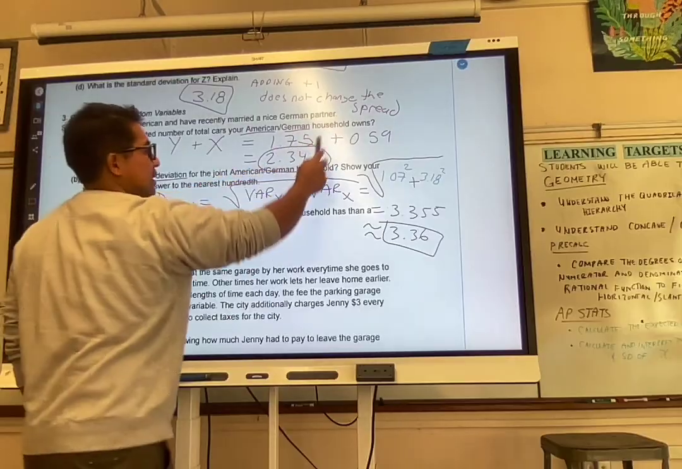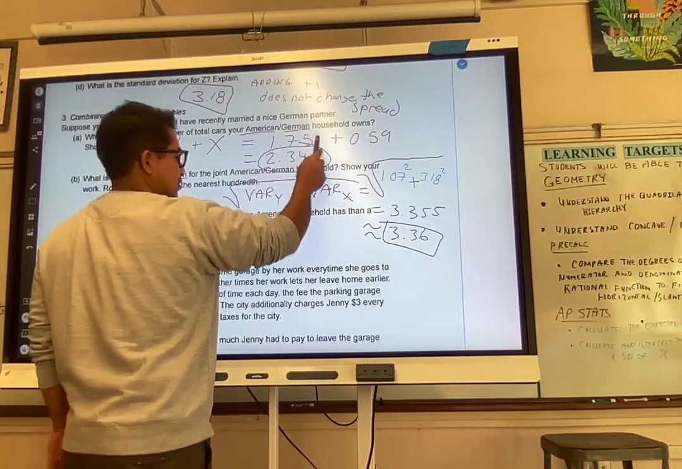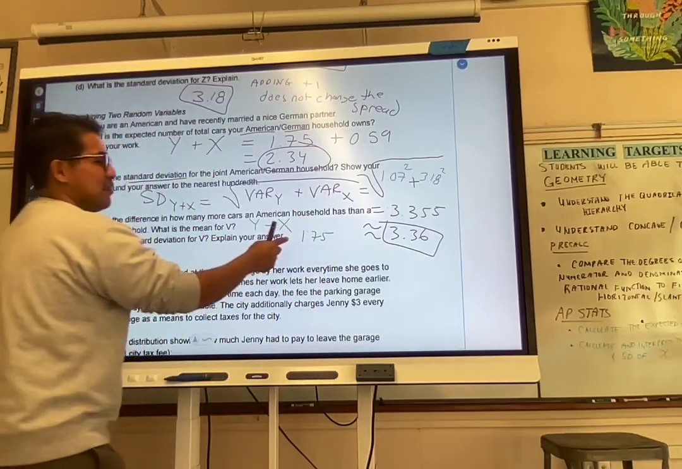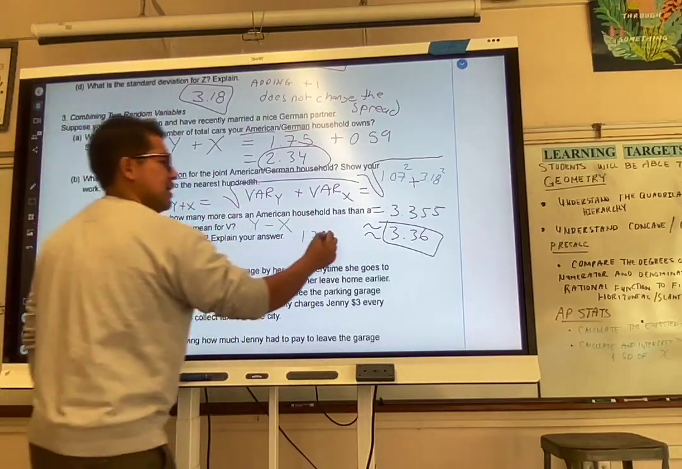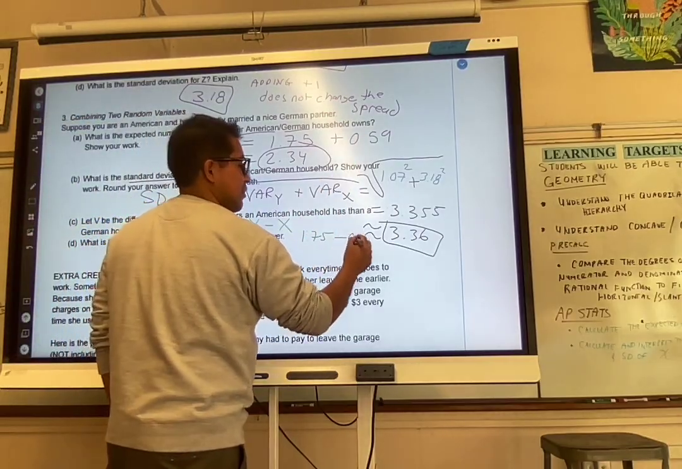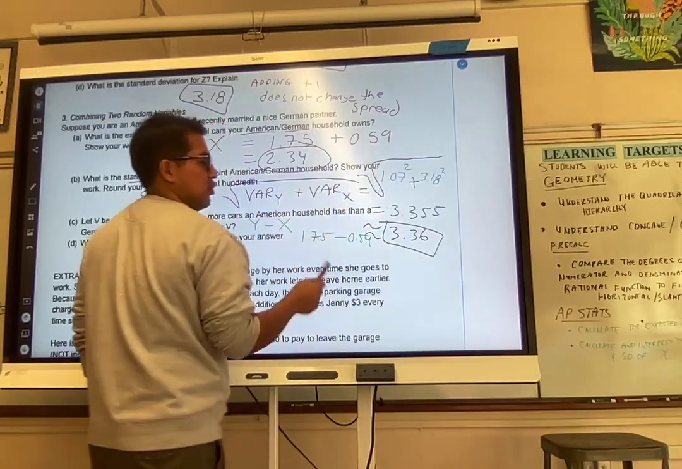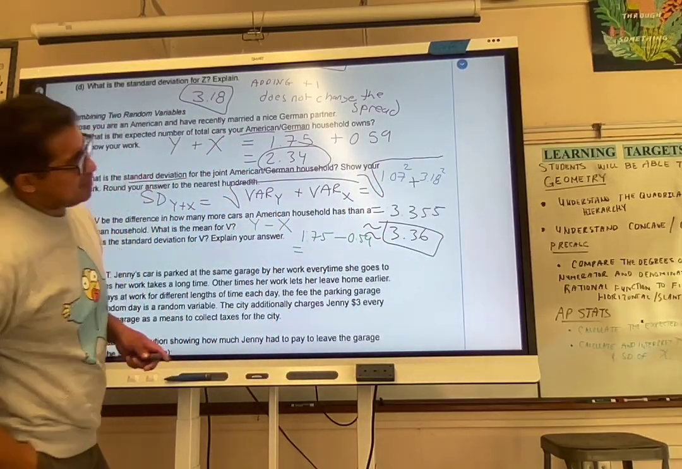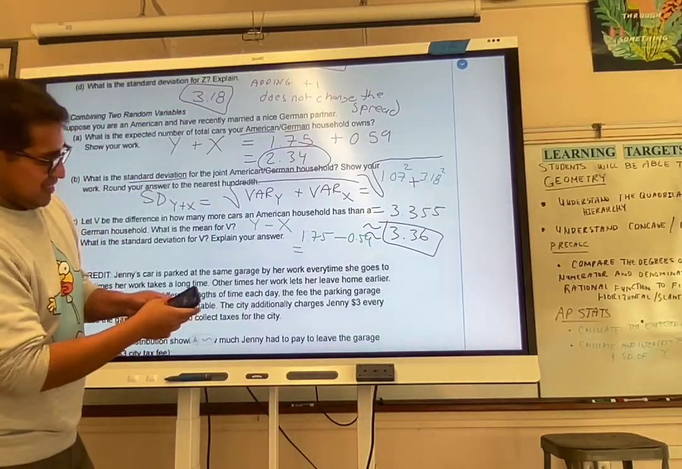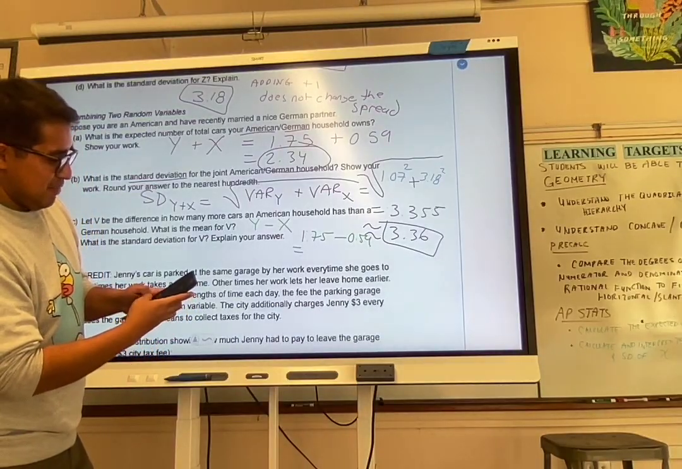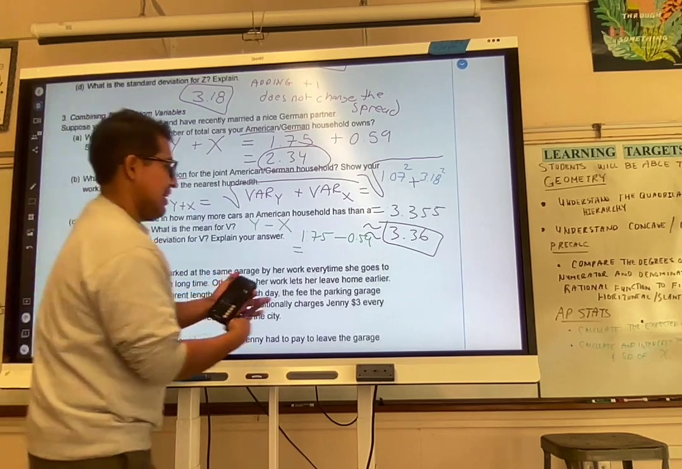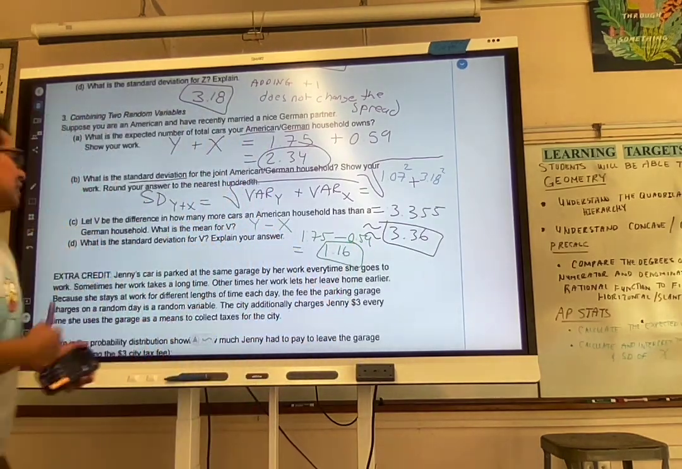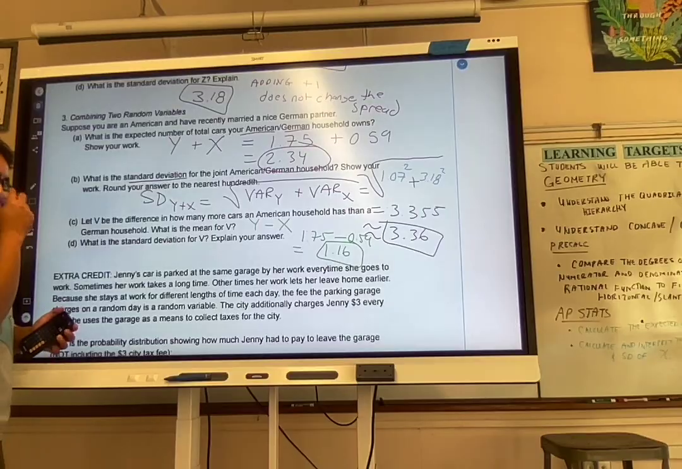So if I look back to my work, instead of taking 1.75, that's the average number of American households, we'll subtract that instead of adding it from the typical German household car count. And so these subtract. So if I have 1.75, subtract 0.59, I'm going to do that on a calculator again because it's late and I'm tired. And I get 1.16. Okay, nice and easy. Last but not least, what's the standard deviation for big V?